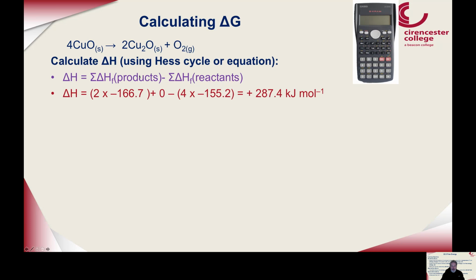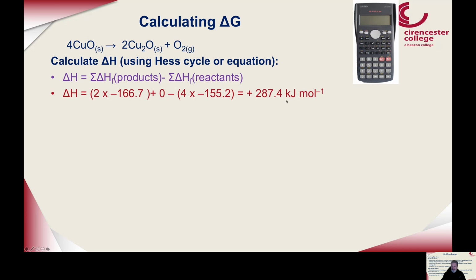Now these are values that we would have been given in a question. So we've got 2 lots of this, and its enthalpy apparently is minus 166. So 2 times that. Enthalpy of formation of an element in standard state is 0, so that's plus 0. And then we've got the formation of the 4 copper oxide. We have to take it away because it's a reactant. So 4 times minus 155.2. That gives us an overall enthalpy of plus 287.4.